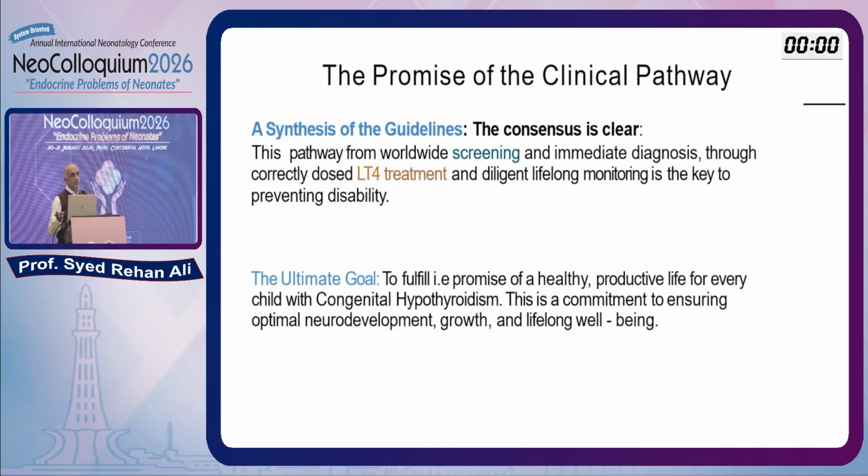Probably around in hundreds, not like 200 or 300 rupees. And 100 tablets of thyroxine cost around 200 rupees. So a 200 rupee test and 200 rupees of treatment saves one child for every 1,000 babies. Thank you very much.